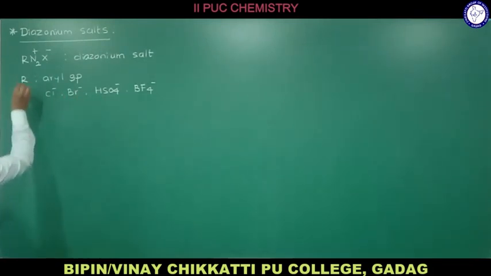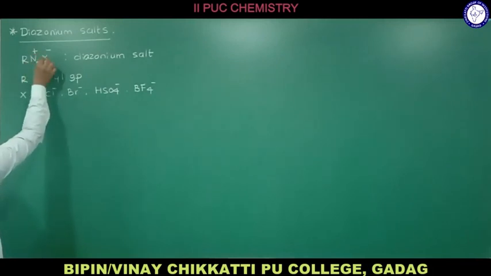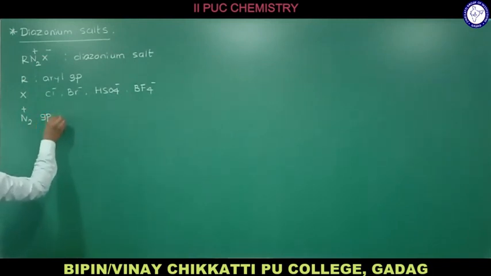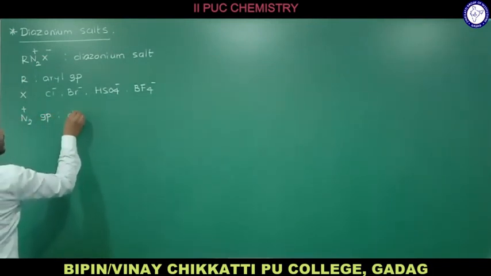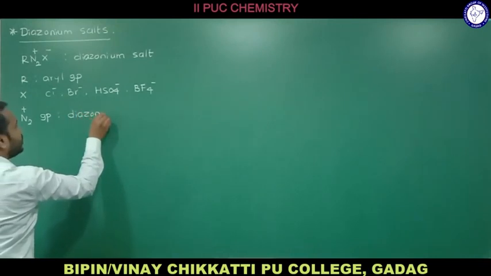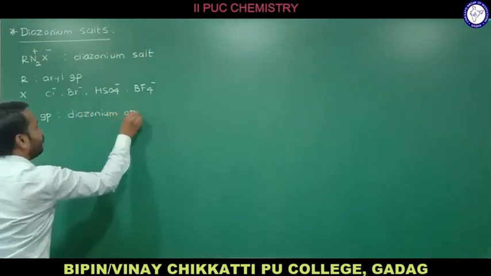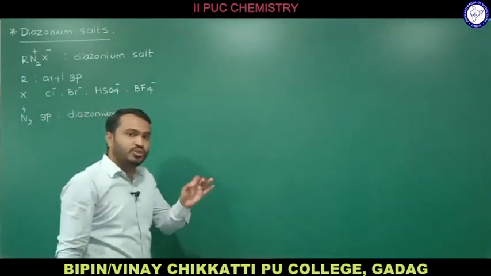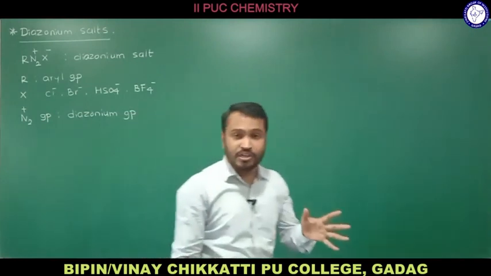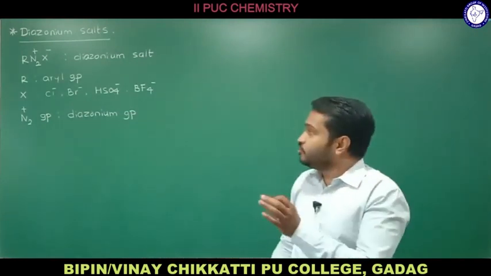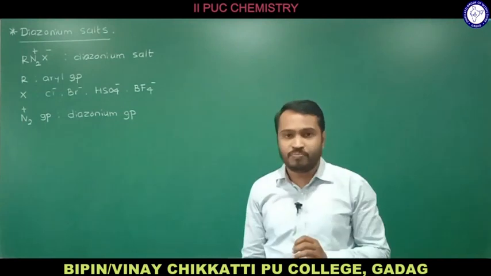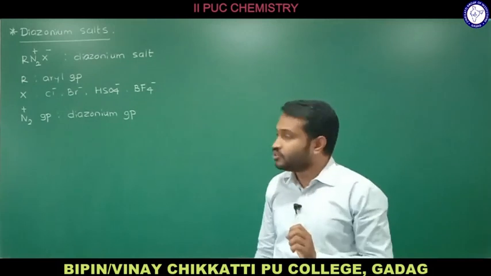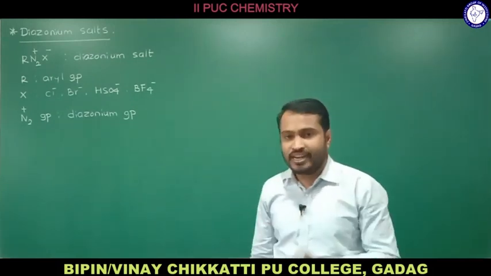In this particular general formula RN2+ X-, we have an N2+ group. Try to know this N2+ group, we call it a diazonium group. Azo stands for nitrogen, we know. Diazonium, two nitrogen atoms we have, that is particularly an ion. So the N2+ group we call a diazonium group. So the general formula is RN2+ X-, where the N2+ group we call a diazonium group.